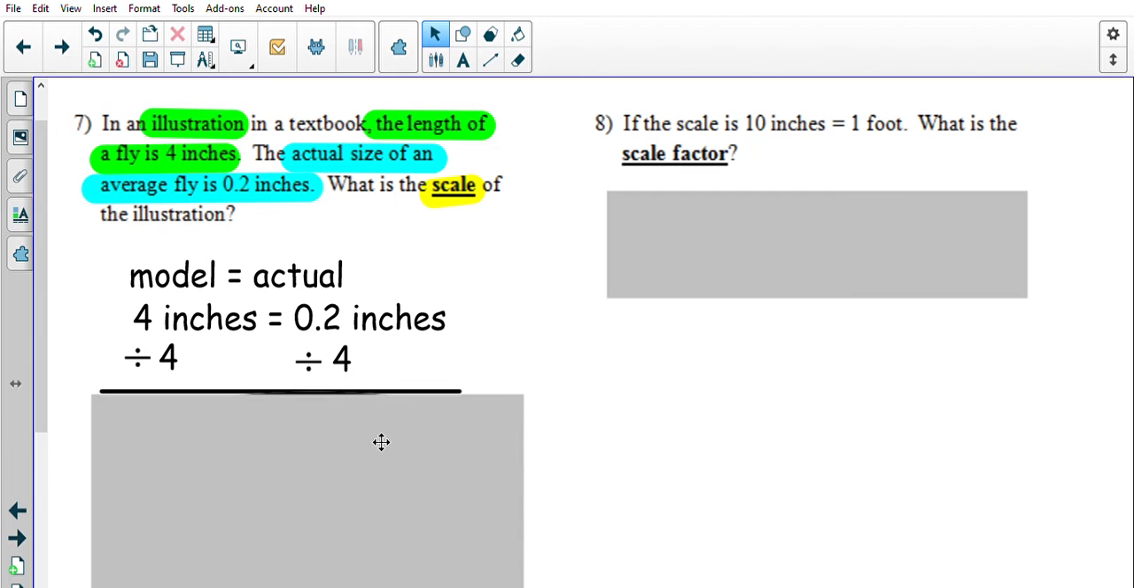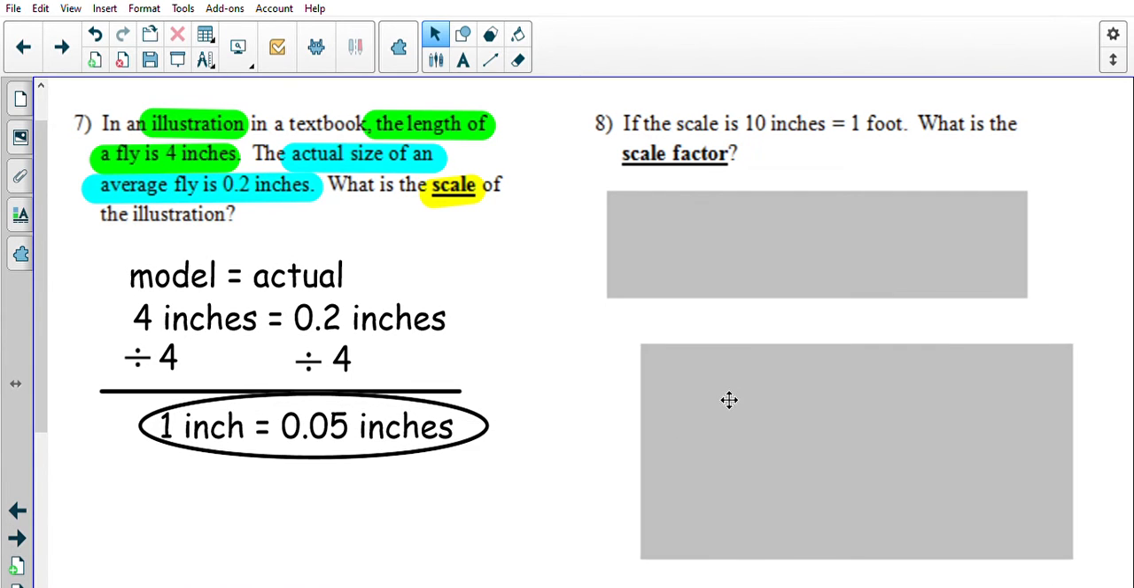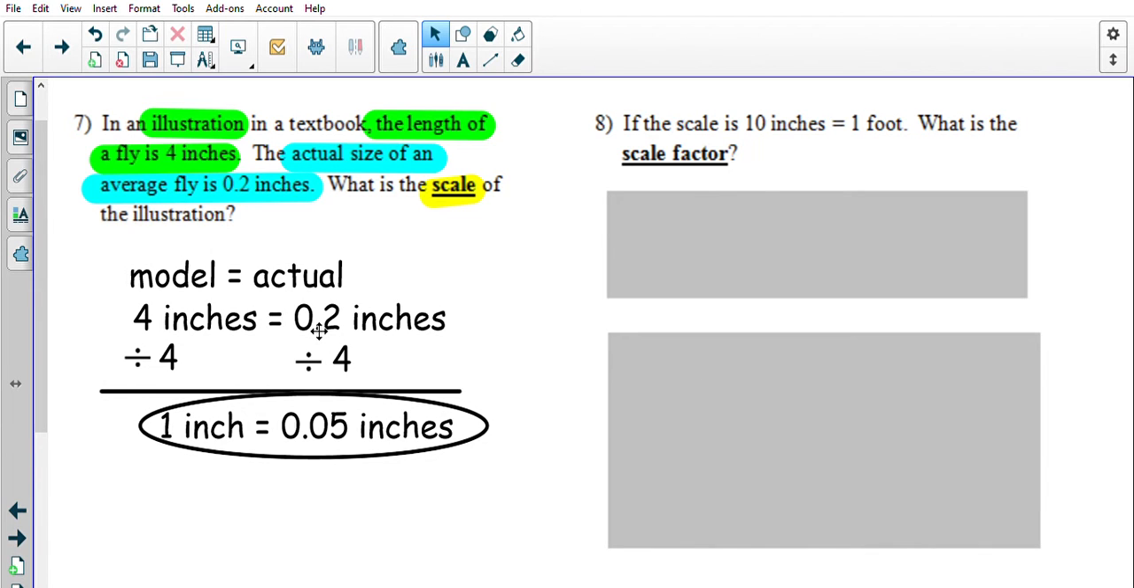Divide both of these numbers by 4. So we get 1 inch on the model represents 0.05. When I take 0.2 divided by 4, that gets me 0.05 inches. So 1 inch on the model represents 0.05 inches on the actual fly. And this one looks a little different because we're actually enlarging this. This is something we want to enlarge to be able to see a little bit better. So that's why you notice that scale looking a little different.